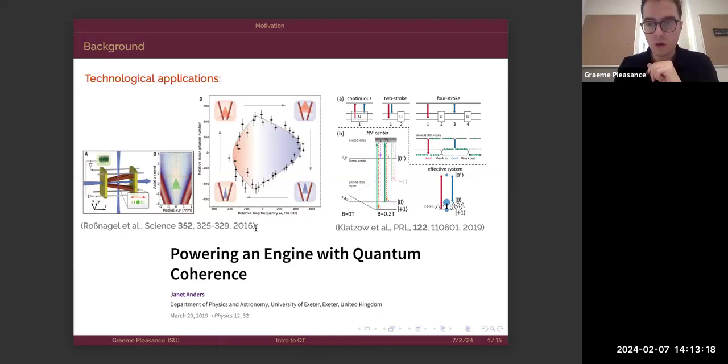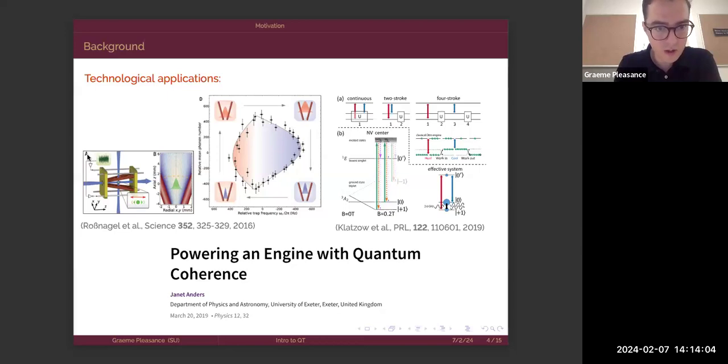One is a work that was done in 2016 in the group of, I think, Ferdinand Schmidt-Kaler at the University of Mainz in Germany. What they did here was implement a microscopic version of a so-called Otto cycle. An Otto cycle is a thermodynamic cycle which can be analyzed in terms of macroscopic thermodynamics. They took this idea and scaled it down to essentially the level of a single ion. The platform that they used to implement this Otto cycle is an ion trap, which is illustrated in this figure here.